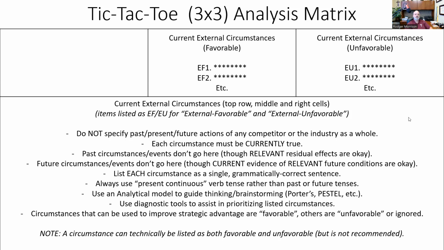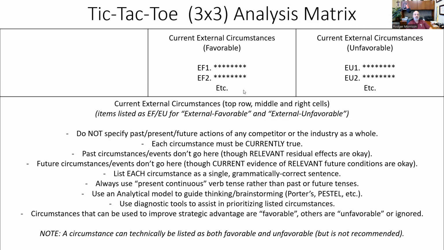So let's go into the external circumstances. It'd be the top row, the middle, and the right-hand cell. These are current external favorable circumstances and current external unfavorable circumstances. The only difference between the two is that some are favorable, some are unfavorable. Now we use the index numbers EF and EU just to mean external favorable, external unfavorable, and a number of them, 1 through whatever.